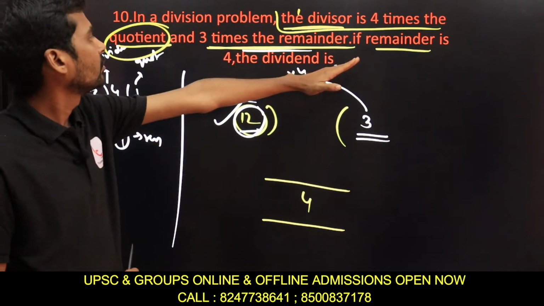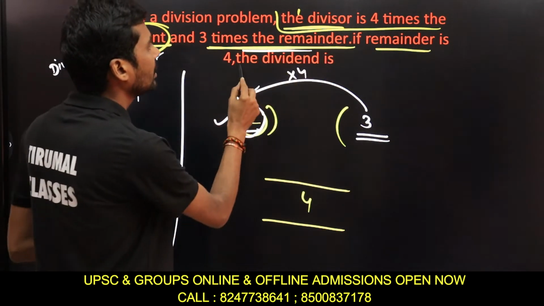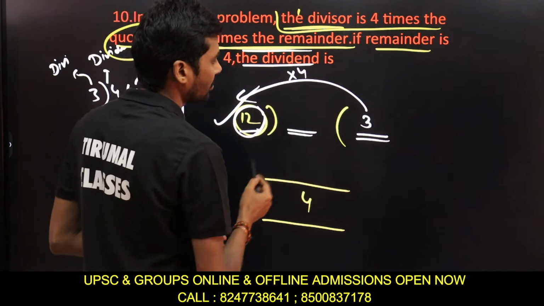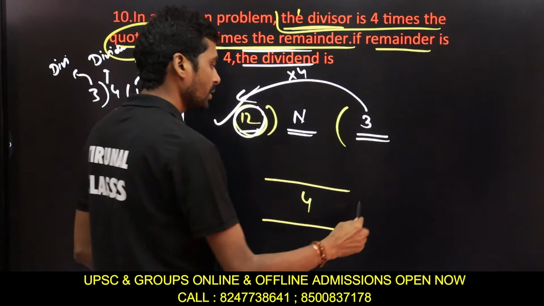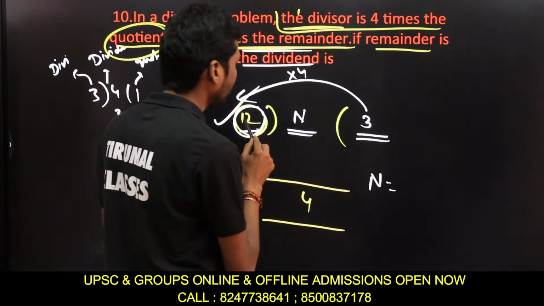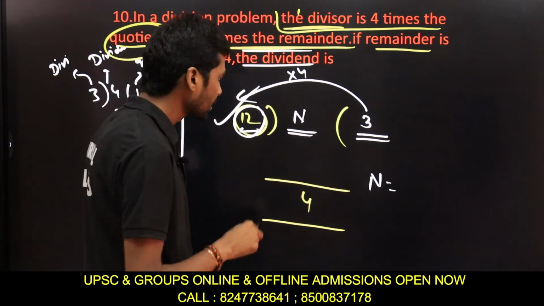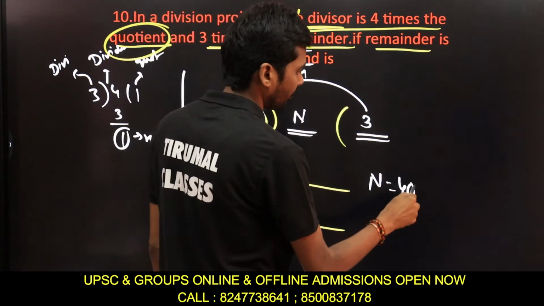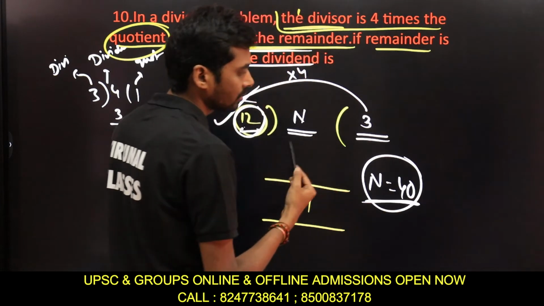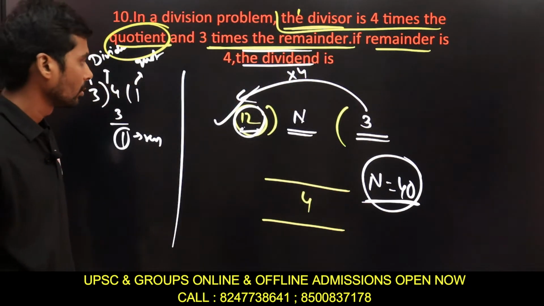Now we have to find out, if the remainder is 4, what will be the dividend? Let's take the dividend as n. So n is equal to divisor into quotient plus remainder, that is 12 into 3, 36. 36 plus 4 is 40. So the answer is 40. Okay.